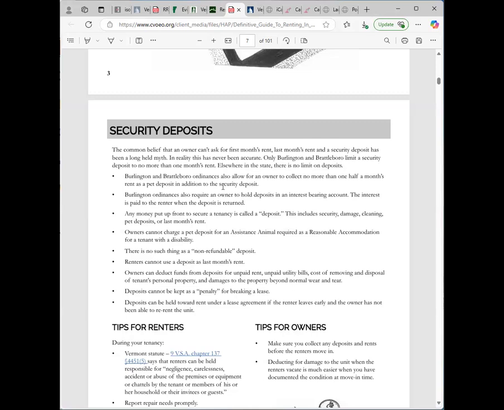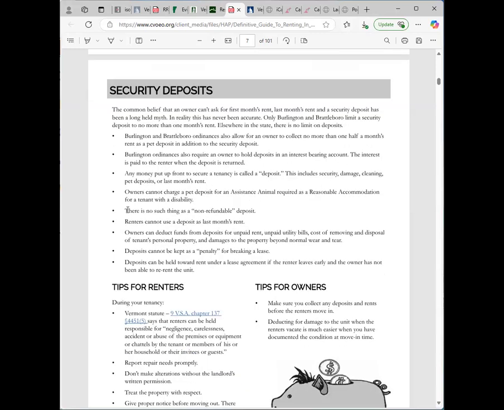So if you've got a couple of different things that apply to you, such as pets or security deposits, it defines in here that there's no such thing as a non-refundable deposit. And make sure you know that renters cannot use a deposit as last month's rent. Just a reminder that rent is a payment for a service, but a deposit is money that the landlord holds for the tenant. Even though they're both money, they're not the same thing.